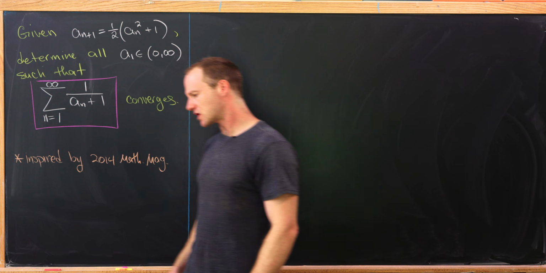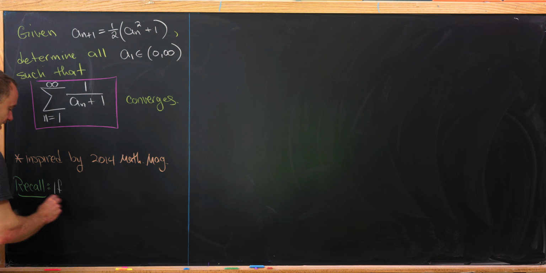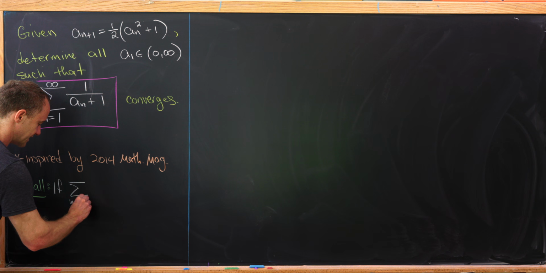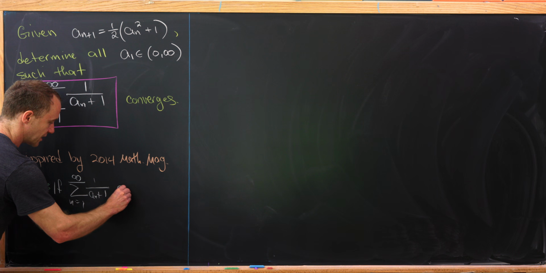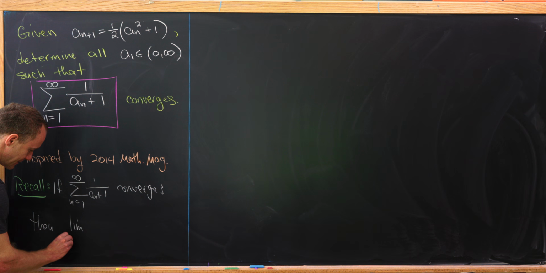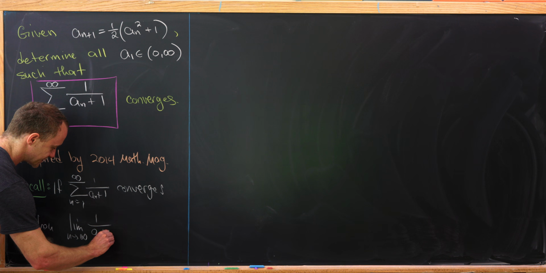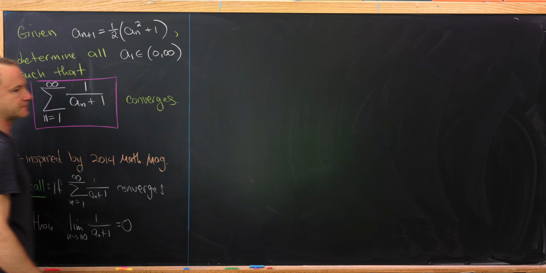Okay, so we're going to start off by recalling something called the test for divergence. And that has to do with if a series converges, then what do we know about the limit of its terms? So let's recall that here. If the sum as n goes from 1 to infinity of 1 over a_{n+1} converges, then that means that the limit as n goes to infinity of 1 over a_{n+1} must equal 0.